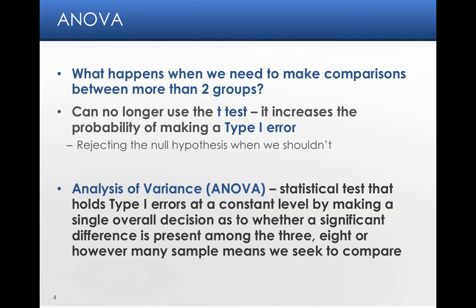So what happens when we need to make comparisons between more than two groups? We can't use the t-test. If we do that, it increases the type 1 error. If you remember, type 1 error is when we reject the null hypothesis and say there's a real, actual difference, but there isn't one. Analysis of variance, or ANOVA, holds those type 1 errors constant.